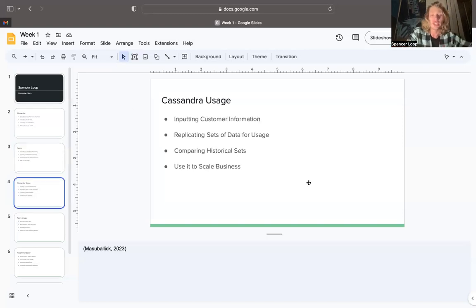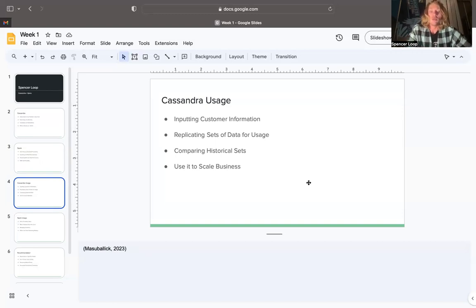So Cassandra usage in a business setting. I thought of this as inputting customer information. I am very on the fringe of big data. I am not too familiar with the facts, but I know that customer information, their email, all the things that we have to put in, a lot of companies such as Netflix and Facebook can store that in Cassandra and display it the best way that they can.